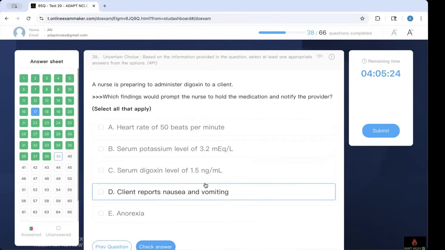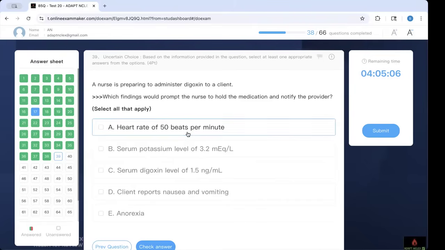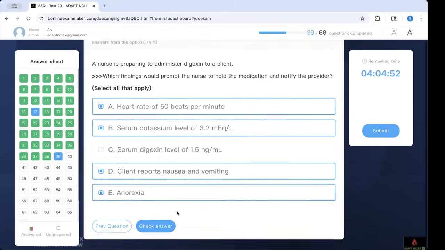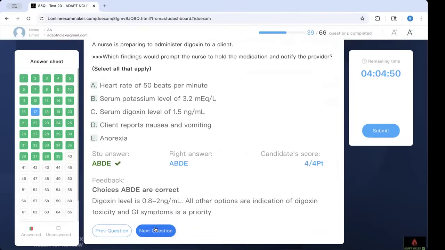A nurse is preparing to administer digoxin to a client. Which finding will prompt the nurse to hold the medication and notify the provider? Bad problem. Heart rate of 50, potassium at 3.2, digoxin 1.5, client reports nausea and vomiting, anorexia. Which of these? Of course, apical heart rate is too low. Potassium is too low. Digoxin level is fine. Nausea and vomiting, GI symptoms, anorexia, we're going to hold it. 1.5 is within normal range.